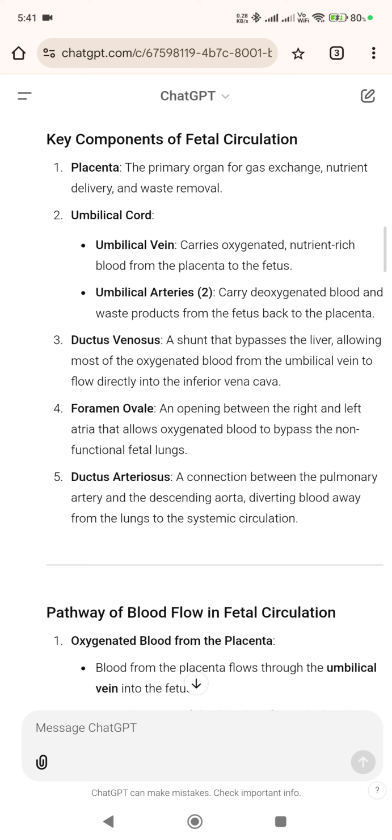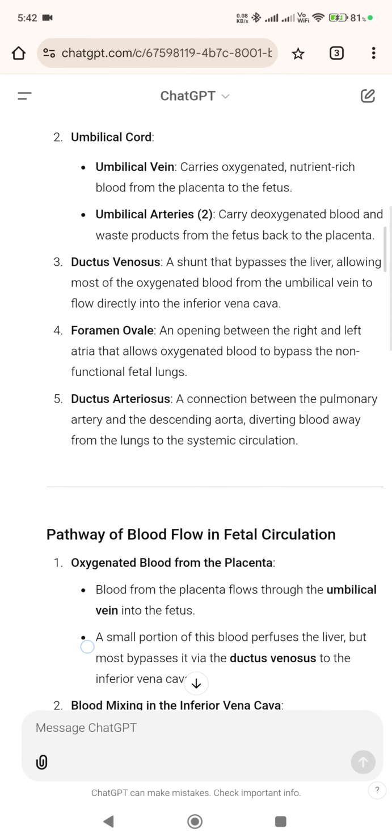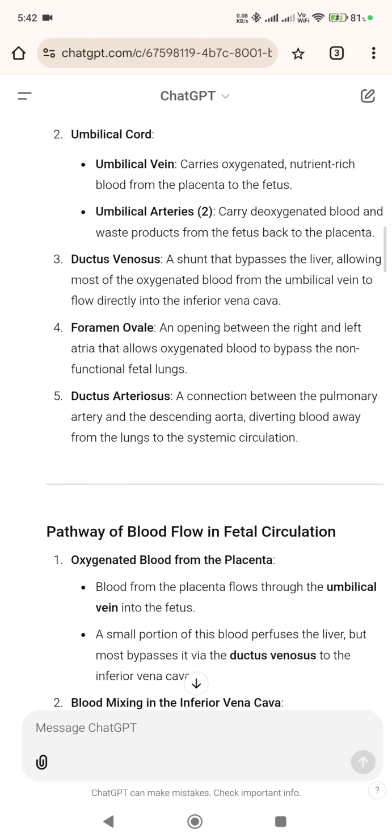Key components of fetal circulation. 1. Placenta, the primary organ for gas exchange, nutrient delivery, and waste removal. 2. Umbilical cord. The umbilical vein carries oxygenated, nutrient-rich blood from the placenta to the fetus. The two umbilical arteries carry deoxygenated blood and waste products from the fetus back to the placenta.